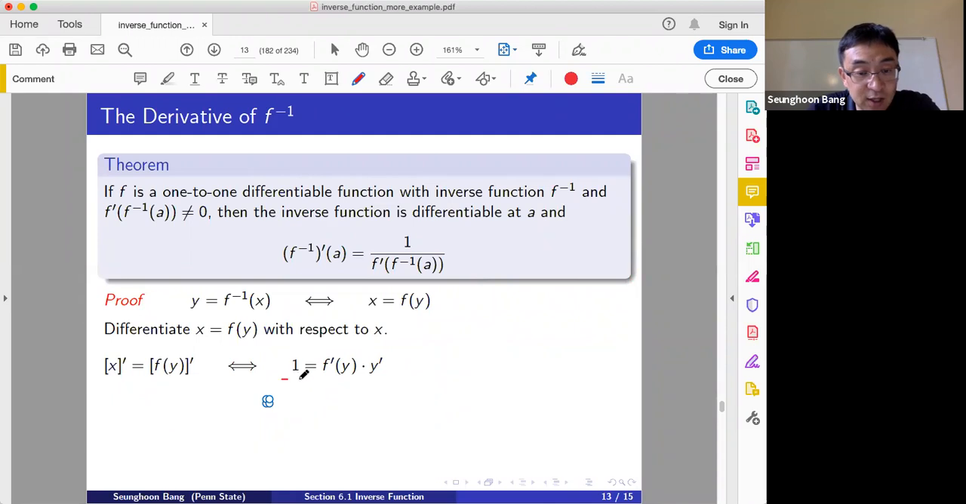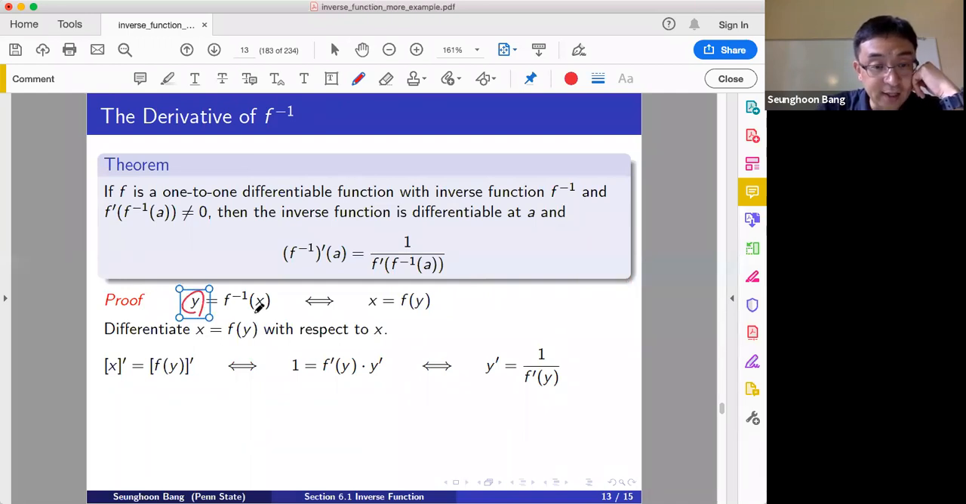Next, you can divide both sides by f prime of y. It is cancelled. y prime is 1 over f prime of y. Next, what's y? The y is the inverse of f of x. You plug it in here: the inverse of x prime is 1 over f prime of inverse of x.